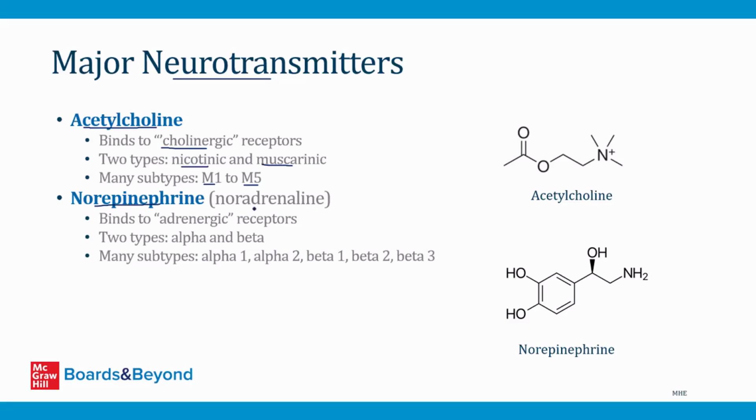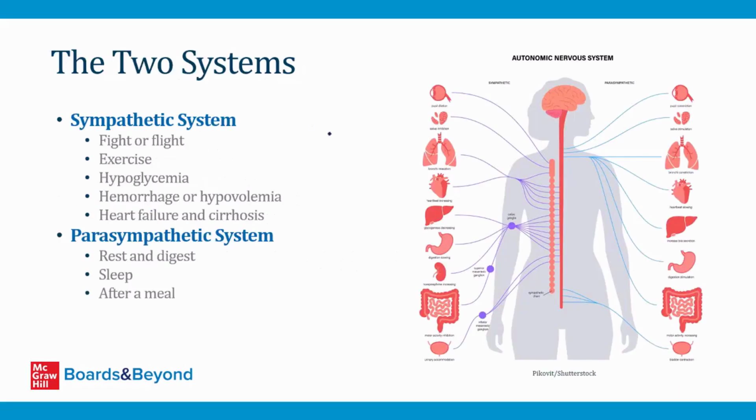Norepinephrine is the other major transmitter. It's also called noradrenaline. It binds to adrenergic receptors. There are two major subtypes, alpha and beta, and then those are broken down even further into alpha-1 receptors and alpha-2 receptors, beta-1, beta-2, and beta-3. The autonomic nervous system has two important subsystems or branches that carry out involuntary actions throughout the body. So let's talk about those now.